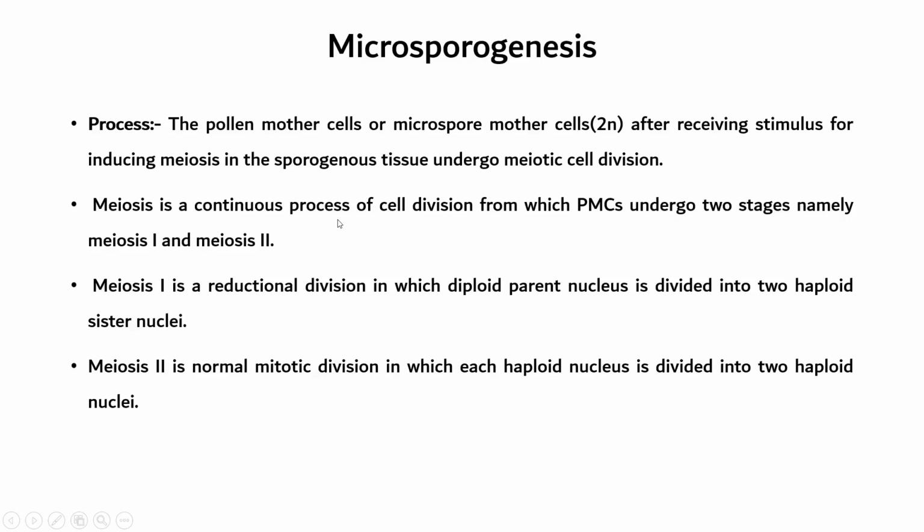It is a continuous process of cell division in which pollen mother cells undergo two stages, namely meiosis first and meiosis second. I told you that meiosis first is the reductional cell division in which the diploid parent nucleus is divided into two haploid sister nuclei. And meiosis second is a normal mitotic division in which each haploid nucleus is divided into two haploid nuclei. That means meiosis second is not a reductional cell division.